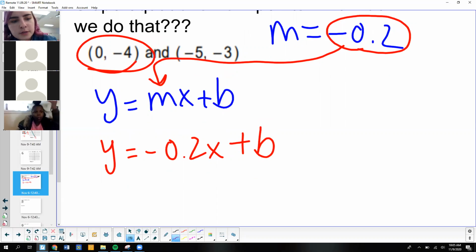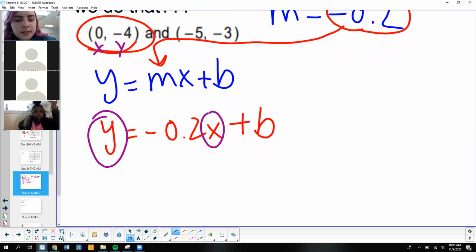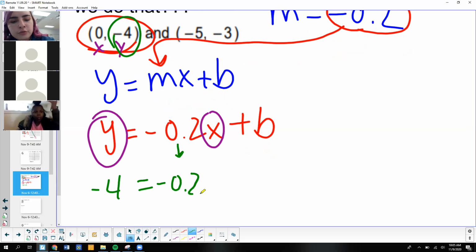This is important, guys. So x and y. I'm going to plug in x values and y values where my x and my y are. If that's not making sense, that's okay. I'm going to take -4 because that's my y value. So -4 equals, I'm going to bring down -0.2, and then I'm plugging in 0 for x. So -0.2 times 0 plus b.